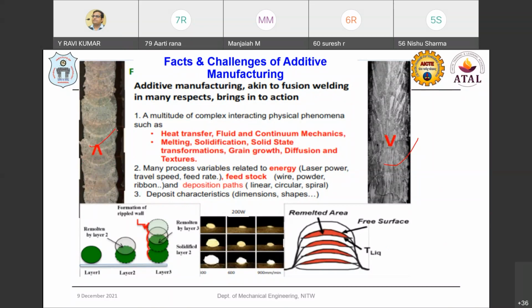There is a multitude of complex interactions between physical phenomena: heat transfer, fluid and continuum mechanics, melting and solidification, solid state transformation, grain growth, and diffusion, and the texture is going to take place. There are many other process variables related to the energy, not only the laser power and travel speed, but even the feedstock, whether wire or ribbon, as well as the deposition paths. We use different scan strategy paths, right? That also relates to the solidification profiles, or the change in the dimensions and deposit characteristics and all.